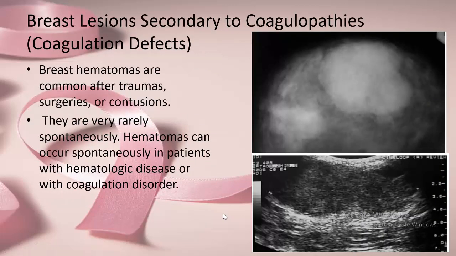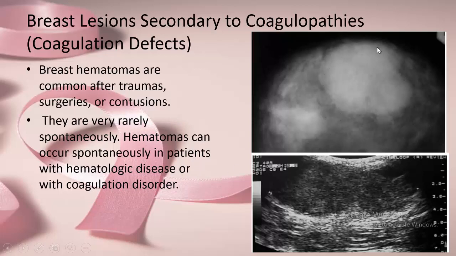Breast lesions secondary to coagulopathies, and this is very important, coagulation disorders. Not only in the breast, sometimes we find pelvic hematoma, and it is related to intake of anticoagulants, or the patient has a coagulative disorder. Breast hematomas are common after trauma, surgeries, or contusion. They are very rare spontaneously. Hematomas occur spontaneously in patients with hematologic disease or coagulation disorders, and this case is an example of that.